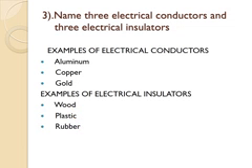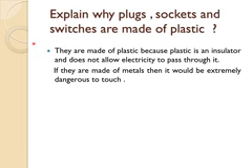The next question is, explain why plugs, sockets and switches are made of plastic. They are made of plastic because plastic is an insulator and does not allow electricity to pass through it. If they are made of metals, then it would be extremely dangerous to touch. This is what we have already discussed also, what are switches? Switches are the ones which control the electricity in the circuit. So they are asking why these plugs, sockets and switches are made up of plastic.